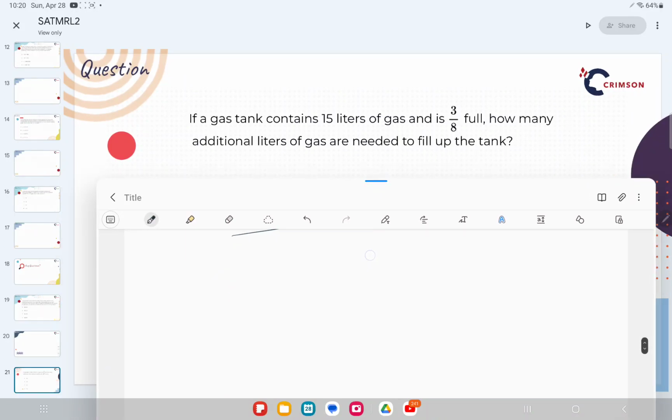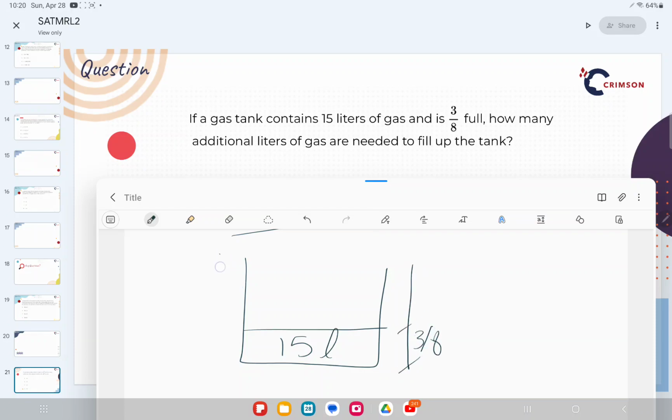Okay, let us add some visuals over here. So I'm telling you, if a gas tank contains 15 liters of water, and it's 3/8, and all of this is X. So 3/8X is equal to 15. So 3X is equal to 15 times 8, 120. X is equal to 120 divided by 3, calculation mistake, divided by 3, which is going to be 40.